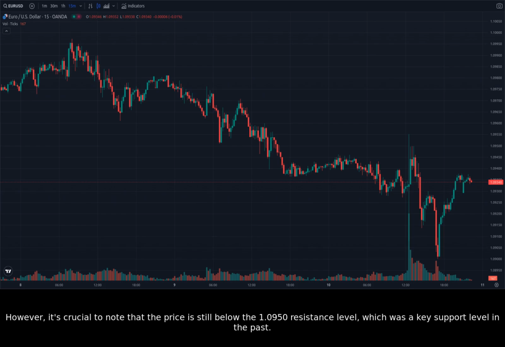However, it's crucial to note that the price is still below the 1.0950 resistance level, which was a key support level in the past. A breakout above 1.0950 would significantly reinforce the bullish case, but until then, it's important to remain cautious.